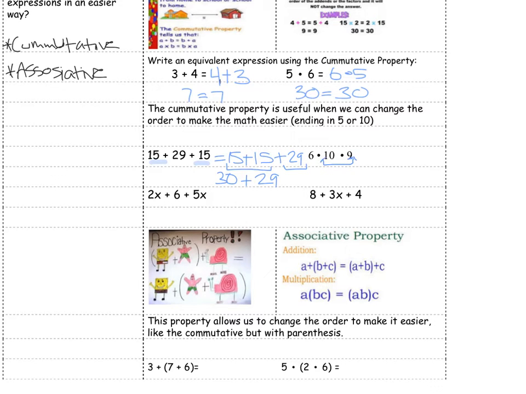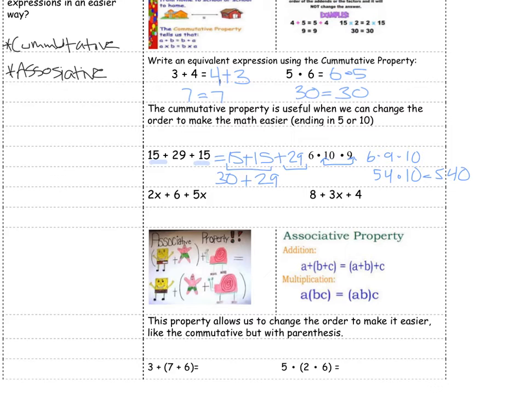In an example using multiplication to make this math a little bit easier, I'm going to switch the 9 and the 10. So my new expression is going to be 6 times 9 times 10. So now I can think about what 6 times 9 is, which is 54, and then times 10, which is 540.